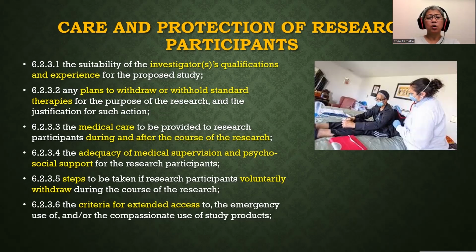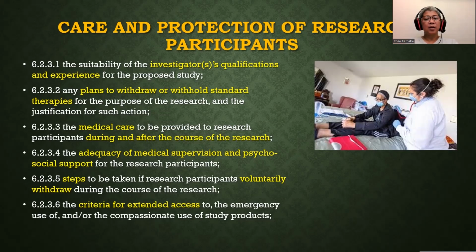Any plans to withdraw or withhold standard therapies for the purpose of the research, and the justifications for such action. If there are plans to withdraw or withhold standard therapies, what would be the effects of that, and are these effects acceptable? Will these be short-term or long-term effects? How grave will these effects be? There has to be, again, some kind of balancing, which leads to the decision on whether the withdrawal or the withholding of therapies is justified.